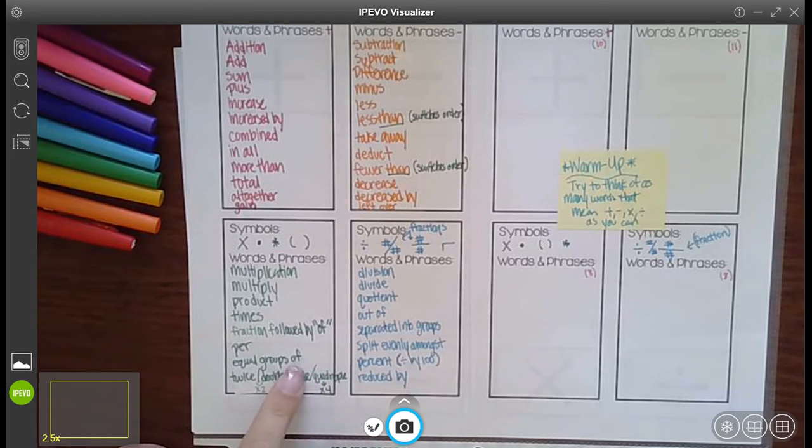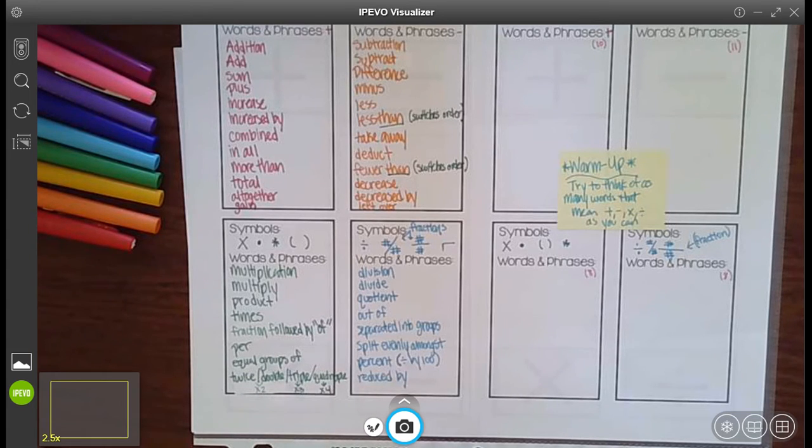equal groups of something. Okay, or twice, double, triple, quadruple. Those all mean multiplication. Twice and double specifically means you're going to multiply it by 2. Triple means you're going to multiply it by 3. And quadruple means you're going to multiply it by 4. Those might be helpful little things to write down.